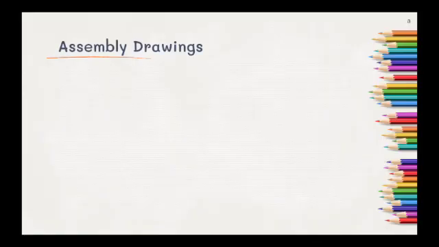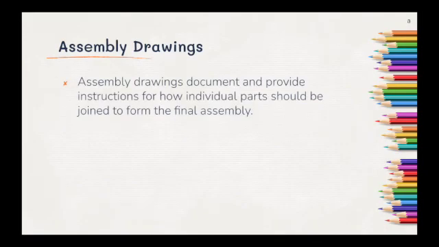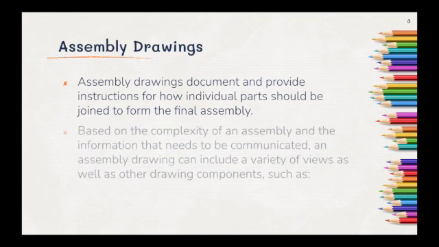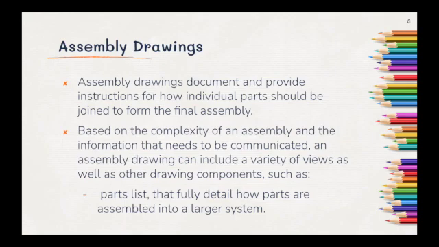First, let's take a look at what an assembly drawing is. An assembly drawing documents and provides instructions for how individual parts should be joined to form the final assembly. Based on the complexity of an assembly and the information that needs to be communicated, an assembly drawing can include a variety of views, as well as other drawing components, such as a parts list that fully details how parts are assembled into a larger system.